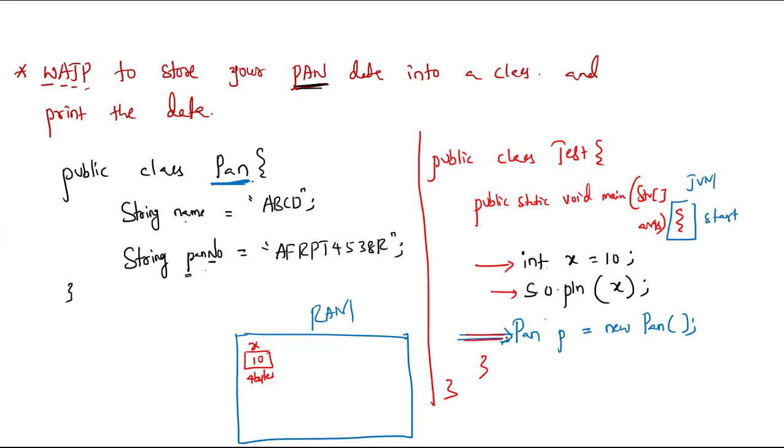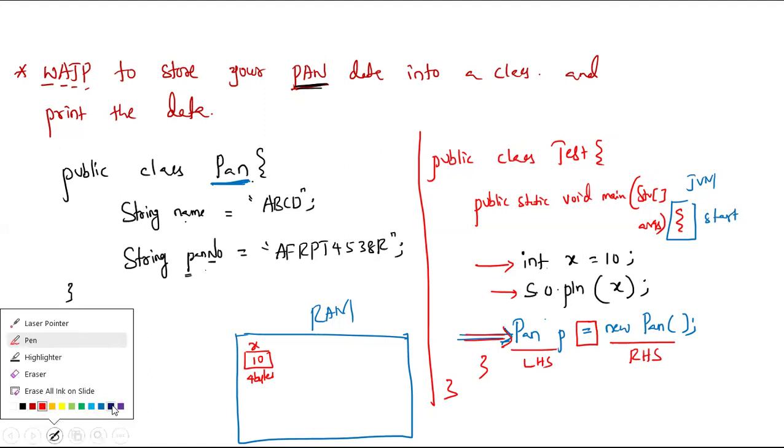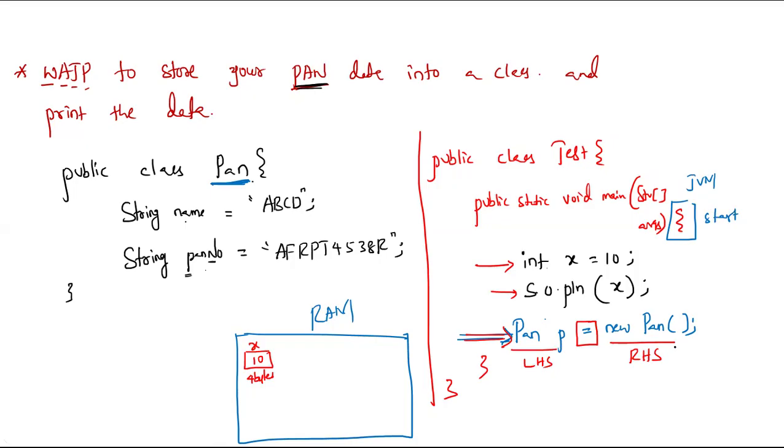Next, PAN p equals new PAN. Whenever there is an assignment operator, JVM will divide that line into two parts, like in mathematics we say right hand side and left hand side. Which part will be executed first, the right hand side or the left hand side? Always in any programming language, the right hand side only will be executed first.